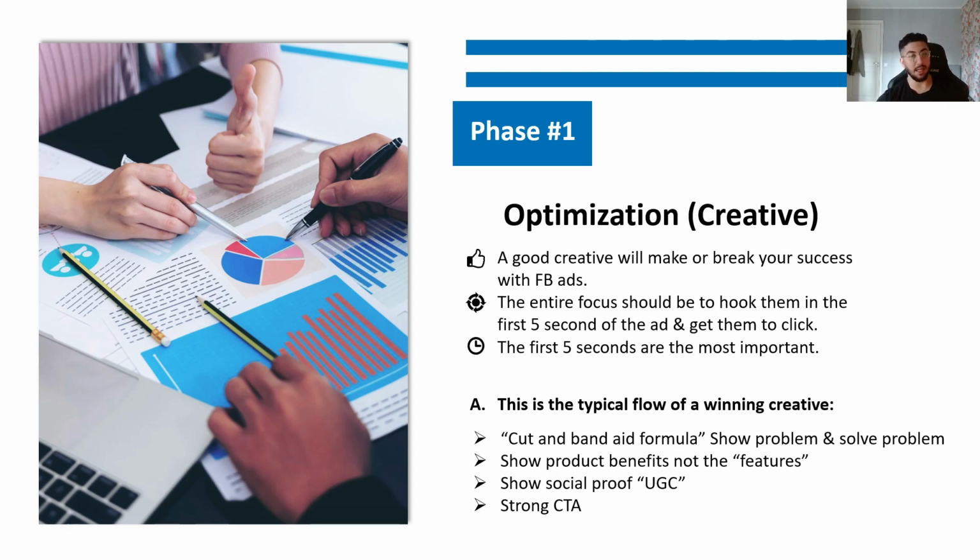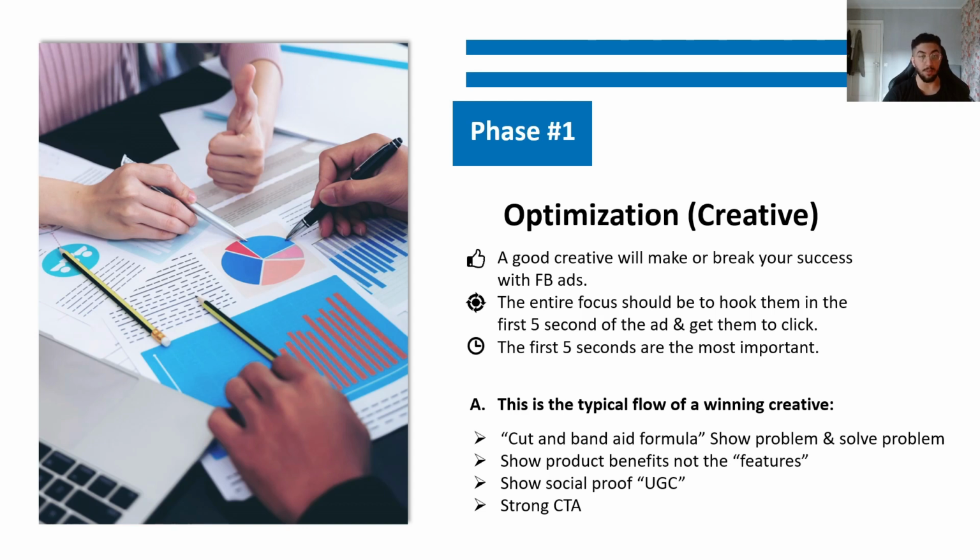And the typical flaw of winning creative, as I showed you, the cut and banding formula is one of the most significant ways to get people to click on your ad. But as I said, there are more methods to that, but this is the one that you will usually use.